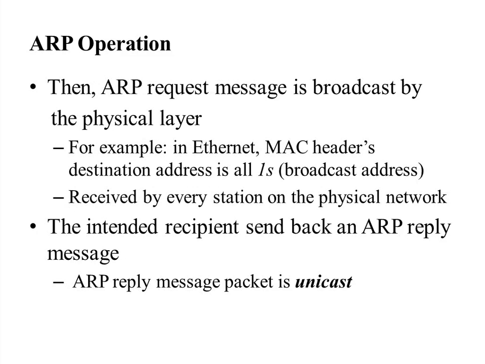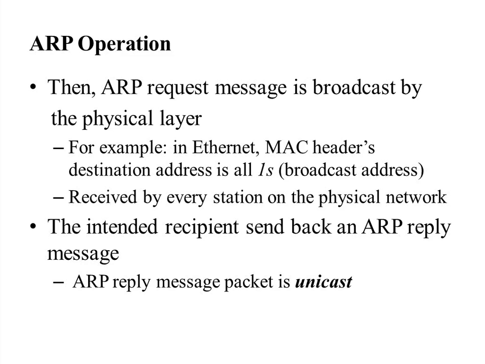Then the ARP request message is broadcasted by the physical layer on the network, and Ethernet will broadcast it with all ones as the destination address, and it is received by each and every station on the physical network. Then the intended recipient will send back the ARP reply.